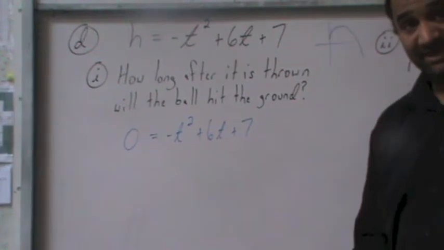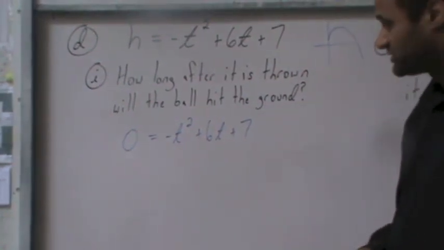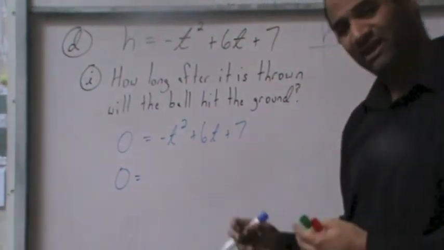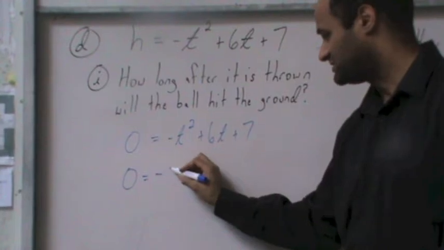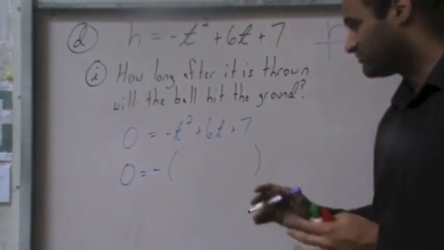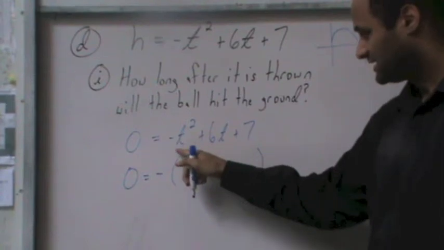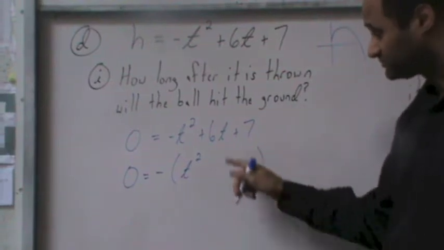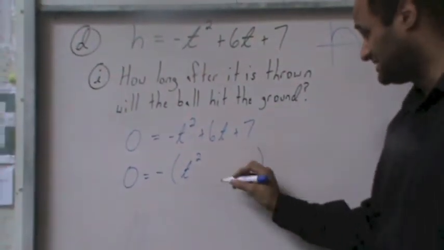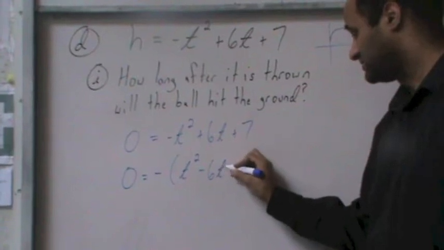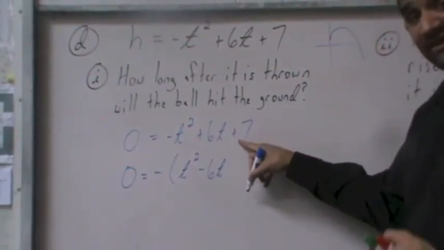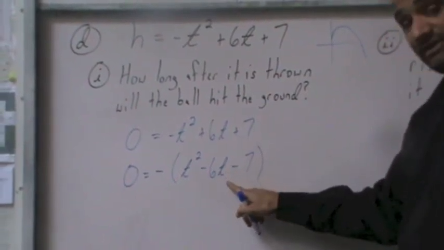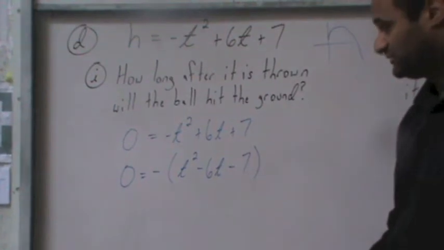Now, because of this negative, we need to do some special considerations. The easiest thing to do here is say, I don't like having a negative t squared. So I'm going to take this negative and bring it away from everything. Take a negative out of the t squared, and we have just the t squared left. Take a negative out of the plus 6t, and you have minus 6t. Take a negative out of the positive 7, and you get a negative 7. And this is something we can factorize relatively easily.